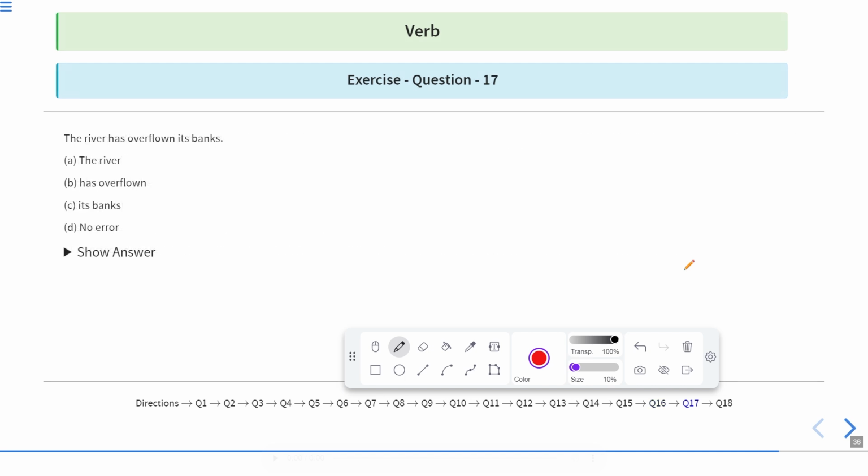"The river has overflown its banks." This is very, very simple, and this question has been asked many times in your exam. "Overflown" is the incorrect verb over here. It should be replaced with the word "overflowed."